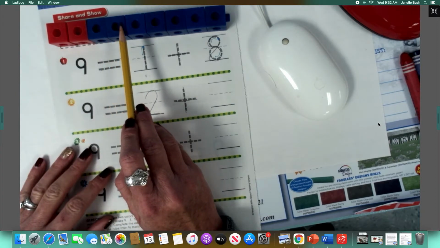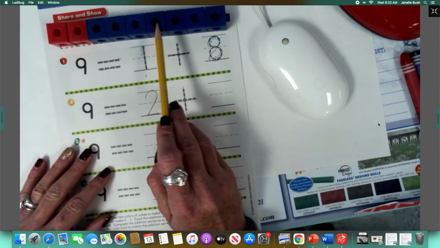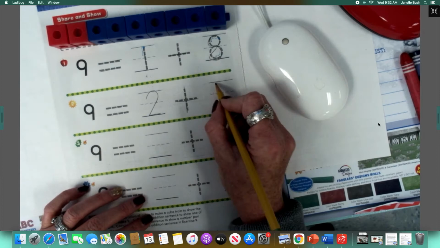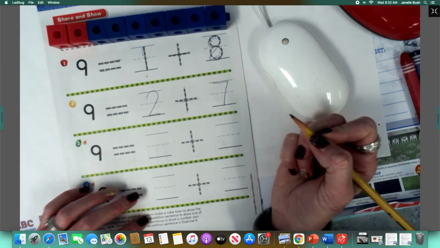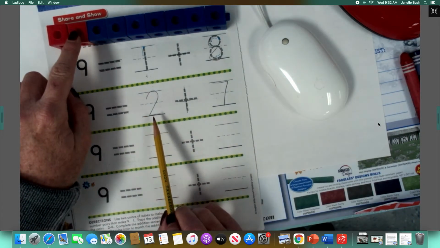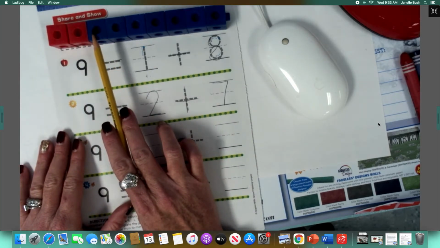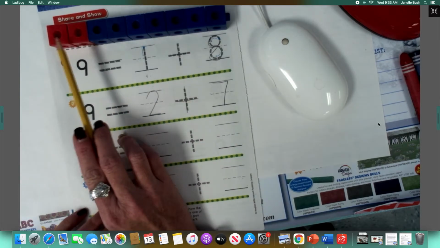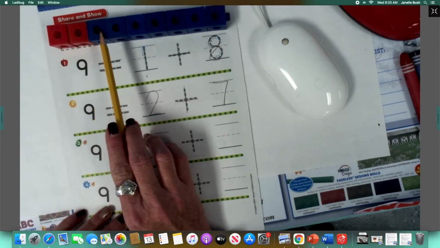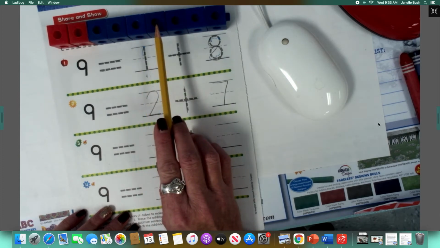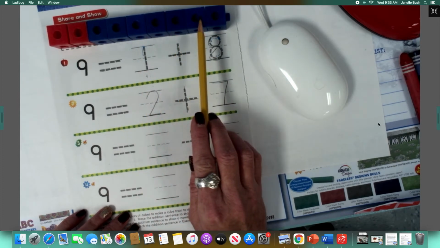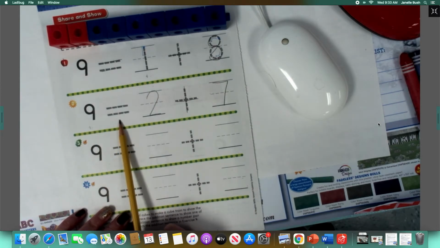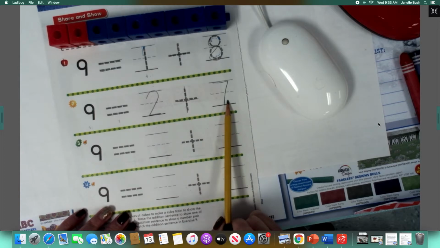1, 2, 3, 4, 5, 6, 7. So in this blank, you're going to write the number 7. So if we have 2 red cubes plus 7 blue, let's count and see how many we have all together. 1, 2, 3, 4, 5, 6, 7, 8, 9. So our addition sentence will be 9 equals 2 plus 7.